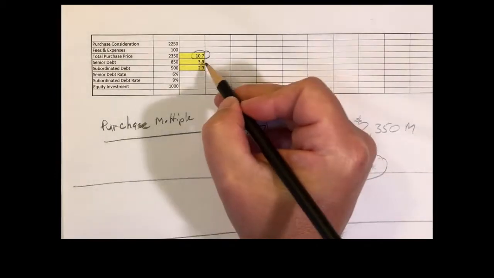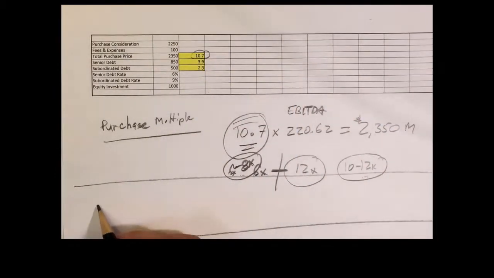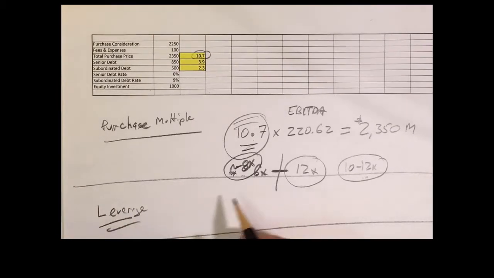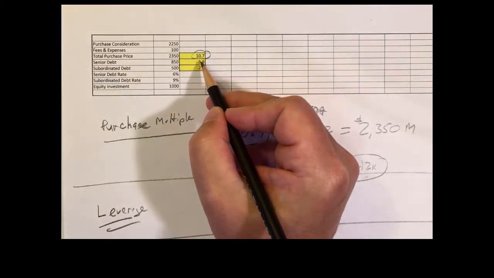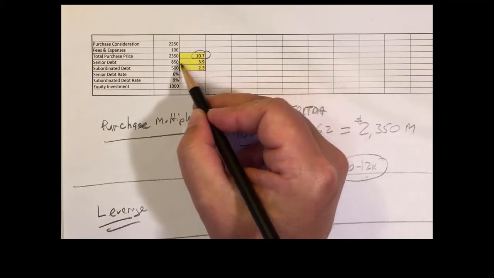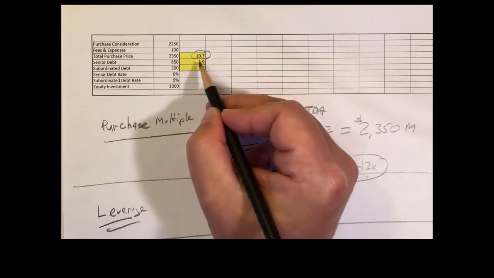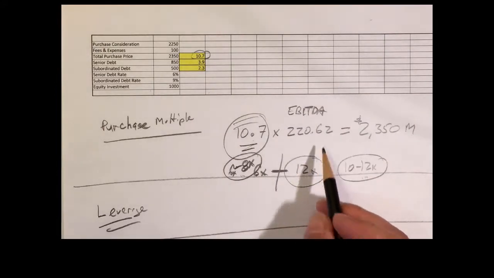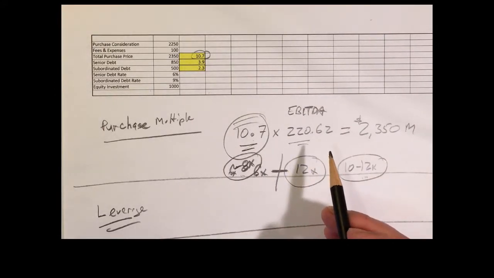The other two multiples we see here are forms of leverage multiples. And all they do is represent the ratio that this amount of debt represents to the EBITDA level we're focusing on.